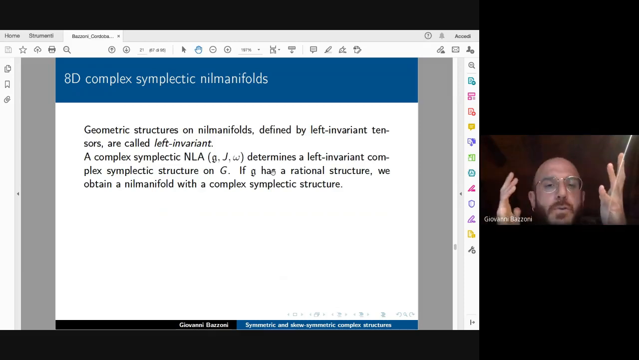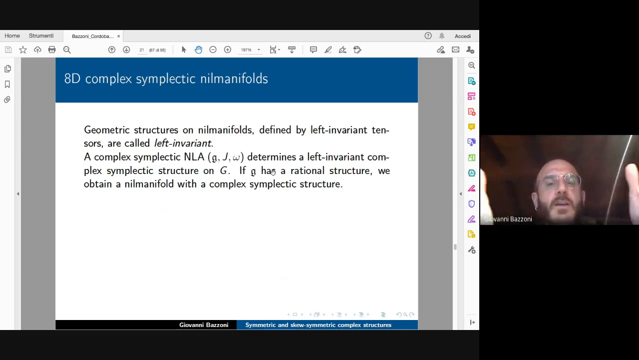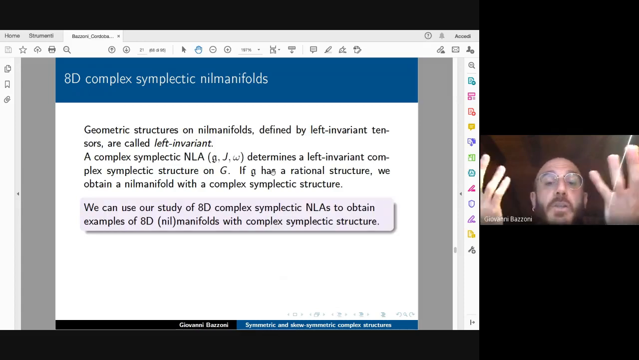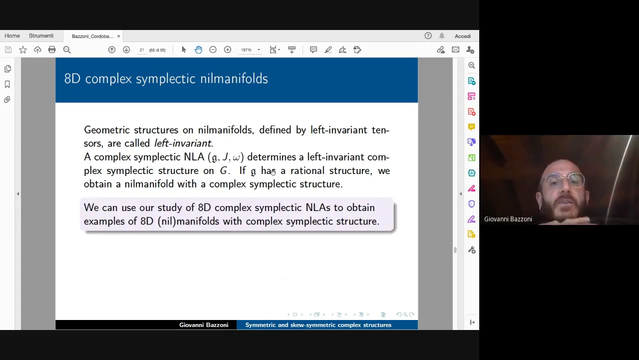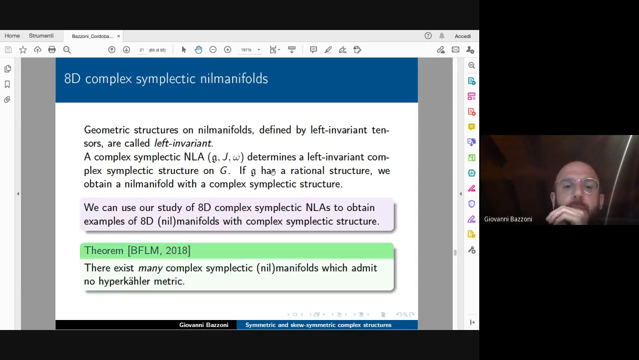Okay, so you know precisely what to do. You just take the complex symplectic structure on your Lie algebra and you push it down. First push it up to the Lie group and then down to the nil manifold. So the idea is that we can use our study of 8-dimensional complex symplectic nilpotent Lie algebras to obtain examples of 8-dimensional nil manifolds which admit complex symplectic structures. And we have a lot of them.